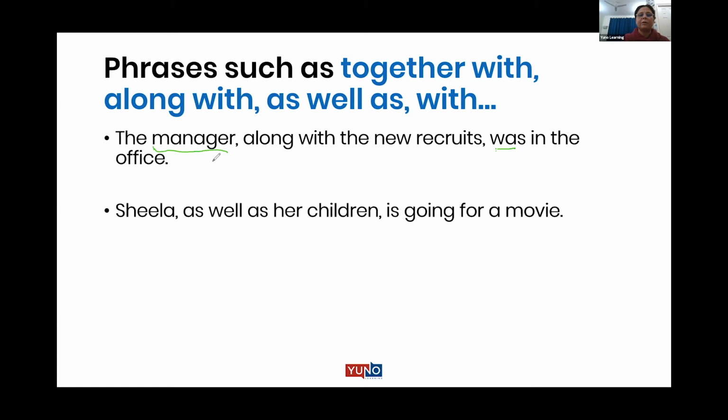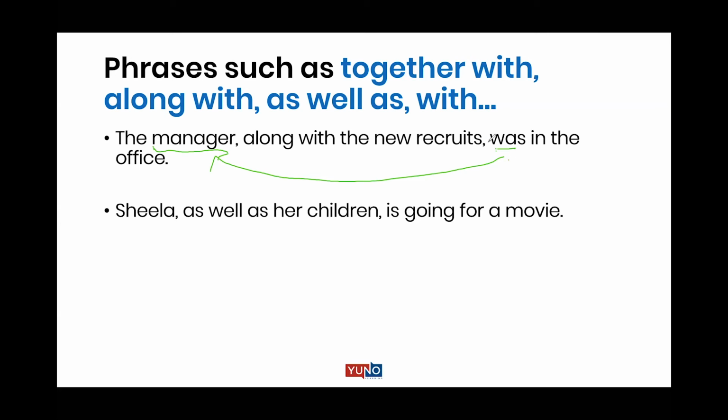So the manager is singular. So the manager along with the new recruits was. In case I change the order of the subjects and I say the new recruits along with the manager, then it will be were. So the verb agrees with the first subject when you join two subjects using as well as, together with, along with, all such words and phrases. So here Sheila, again singular, as well as her children is going, because this agrees with this. So the government, as well as the citizens, the government as well as the people living in this country, or as well as the people of this organization, the employees of this organization. The government is singular. So the verb agrees with the government. The government is.